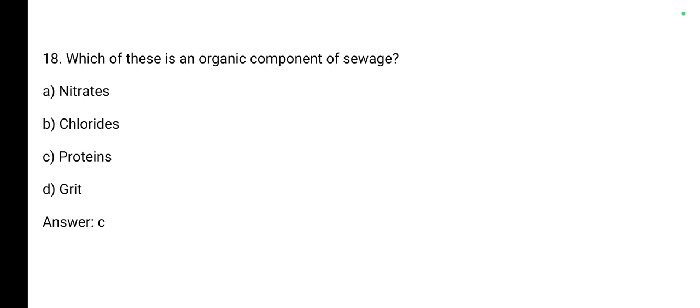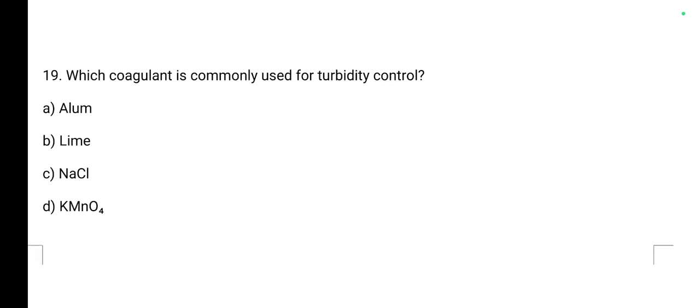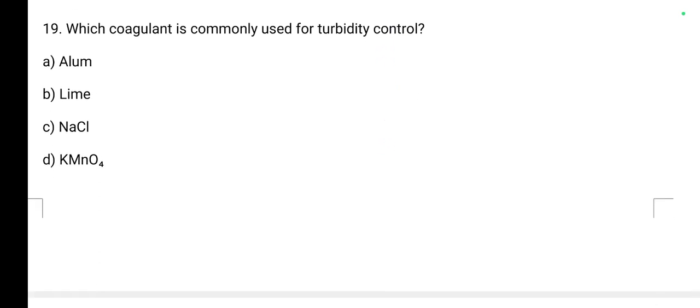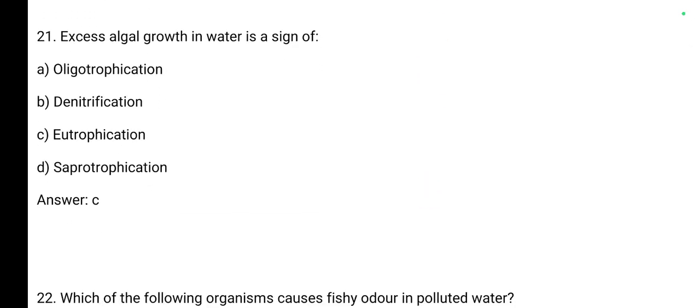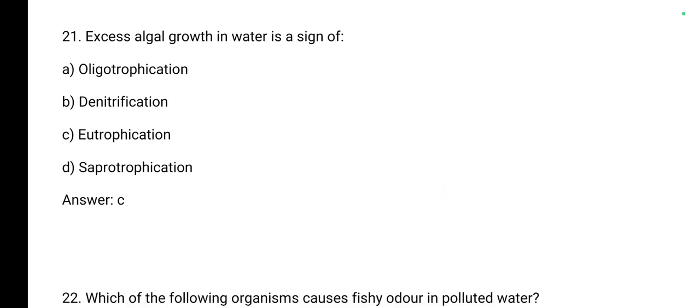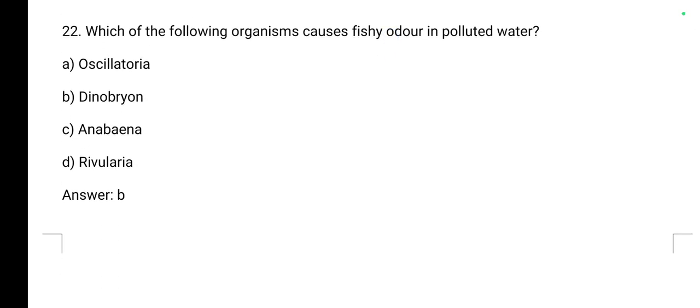Which of these is an organic component of sewage? So the answer will be proteins. Which coagulant is commonly used for turbidity control? So the correct answer will be option A, that is alum. Phosphorus in water increases due to, so it increases due to organic pollution. Excess algal growth in water is a sign of, so it is a sign of eutrophication. Which of the following organisms causes fishy odor in polluted water? So it is Dinobryon.